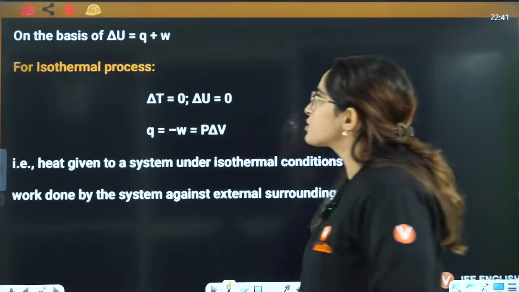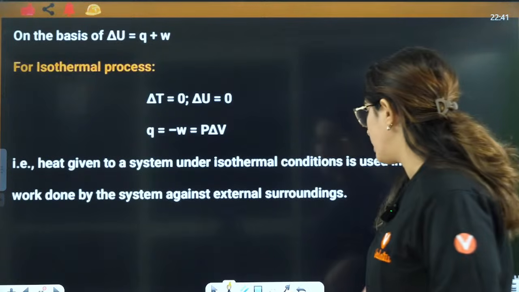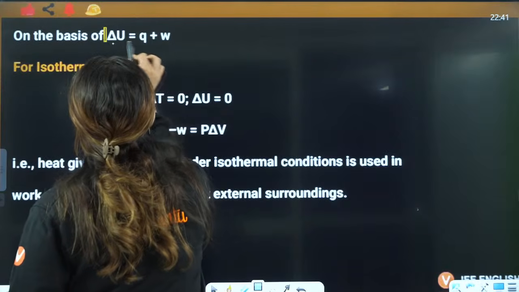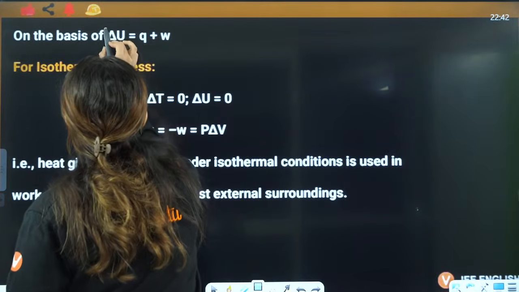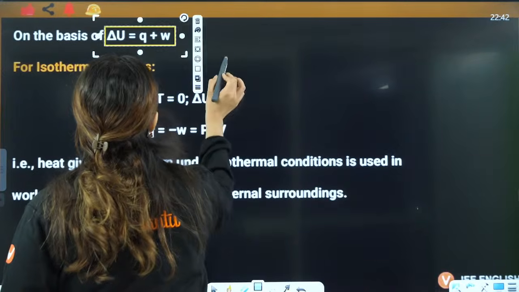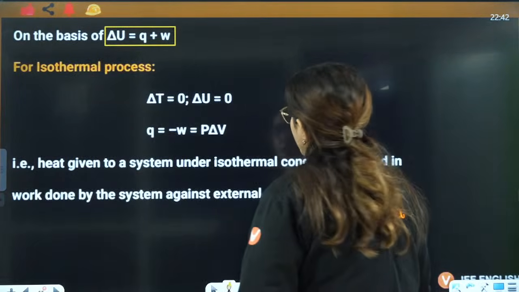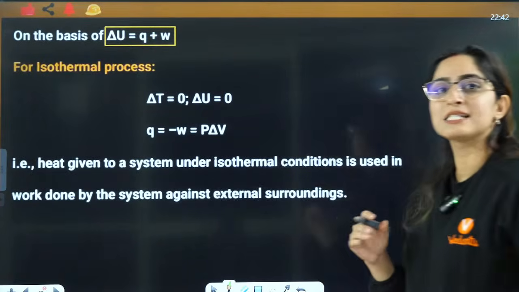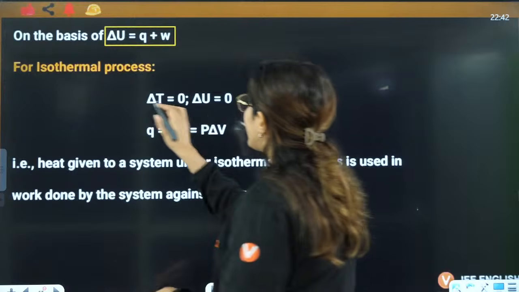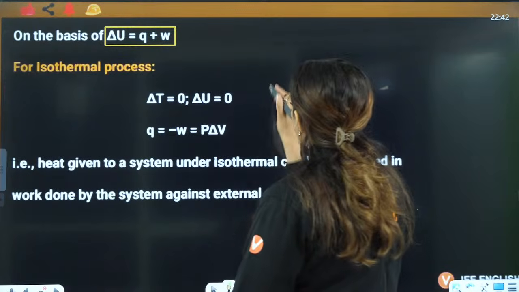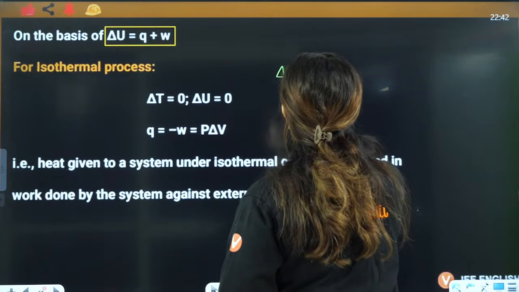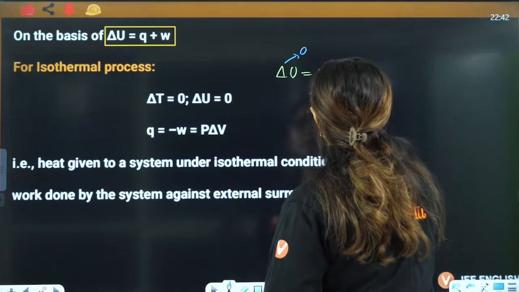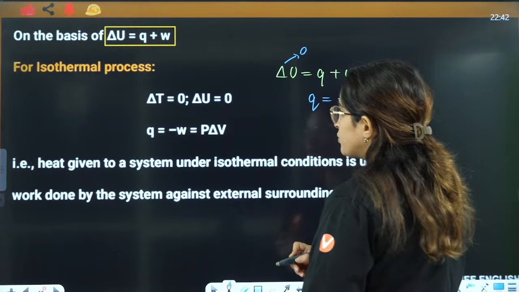So on the basis of this particular formula that you have, the internal energy formula, that is delta U is equal to Q plus W, right? Delta U is equal to Q plus W. First thing is that for an isothermal process, the temperature change is 0. If delta T is 0, delta U is also 0. So you can say 0 is equal to Q plus W. If I am saying this is 0, then Q is equal to minus W, right?